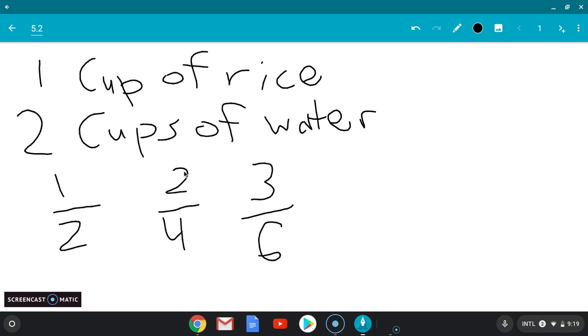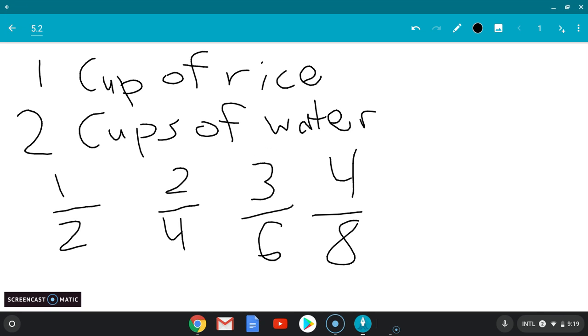So there's 2 cups of rice here. Each one of those individual cups of rice needs to have 2 cups of water. So it has a total of 4. 3 cups of rice here, you need 2 for every 1 cup you have. So then you have 6. 4 cups of rice would have 8, and so on.